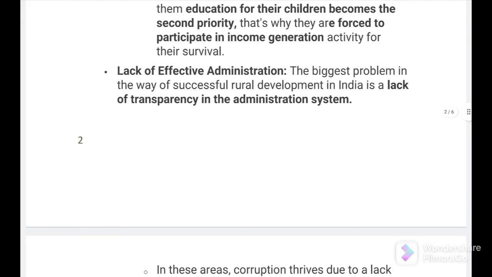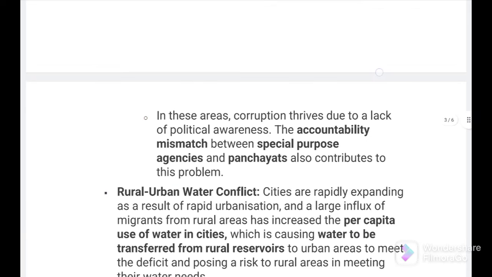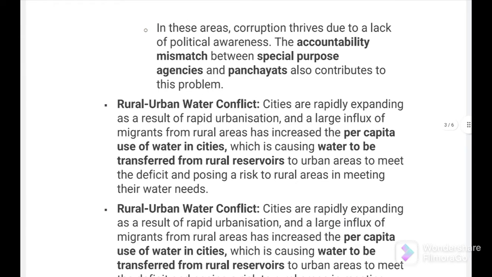Lack of effective administration. The biggest problem in the way of successful rural development in India is a lack of transparency in the administration system. In these areas, corruption thrives due to a lack of political awareness. The accountability mismatch between special purpose agencies and panchayats also contributes to this problem.